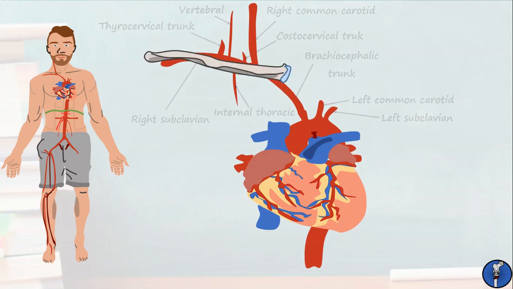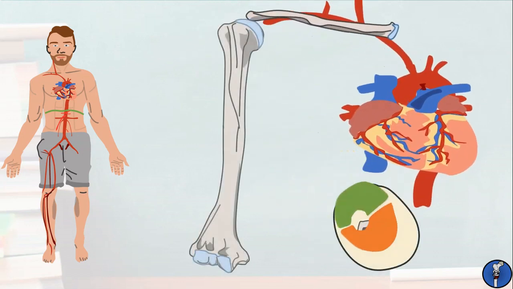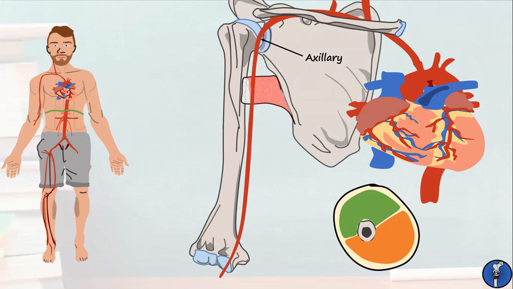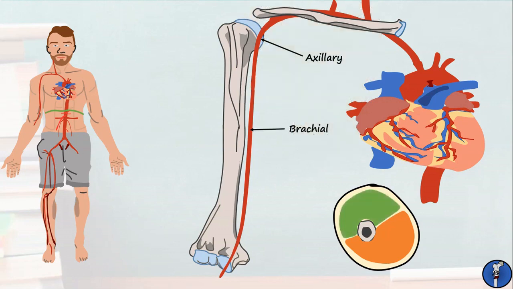Let's follow the subclavian artery into the arm. The proper name for our armpit is the axilla, so as this artery passes through the armpit, it is known as the axillary artery. It continues down the medial aspect of the arm, and at the level of teres major, it becomes known as the brachial or arm artery, which supplies the anterior compartment of the arm.